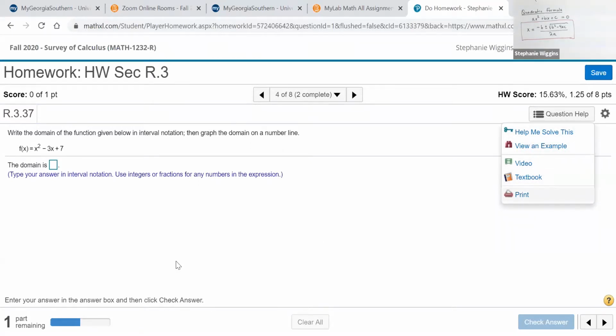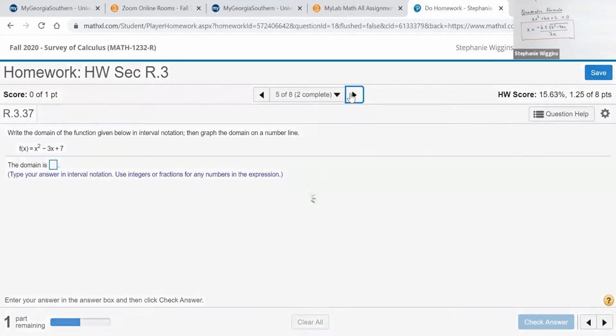Now when you take a quiz, you're not going to have this help me solve this stuff, the question help. You're going to be on your own. So make sure you learn how to do the problems before you take the quiz. But you do get to take the quiz as many times as you want. But you have to start it all over. You submit it as one complete quiz. You don't do it problem by problem. So if you don't do so well, maybe go back and review the homework before you try it again. But if you have the time, you can take it as many times as you want.